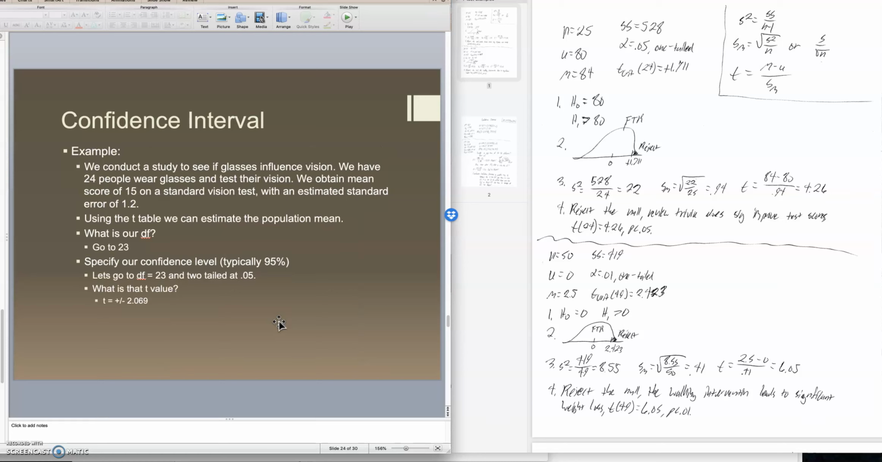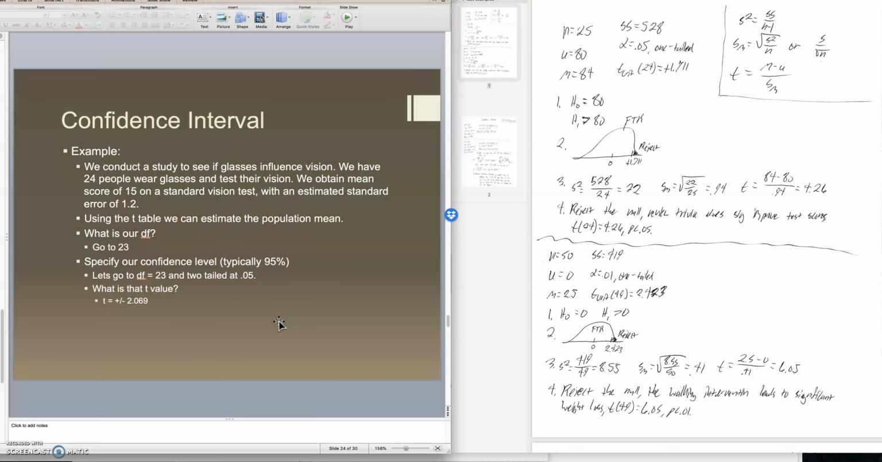So let's say we do a study to see if glasses influence vision. So we're doing two-tailed at this point. We have 24 people wear glasses, and then we test their vision. We have a mean score of 15 on some vision tests. I'm making up these numbers. And we have an estimated standard error of 1.2.